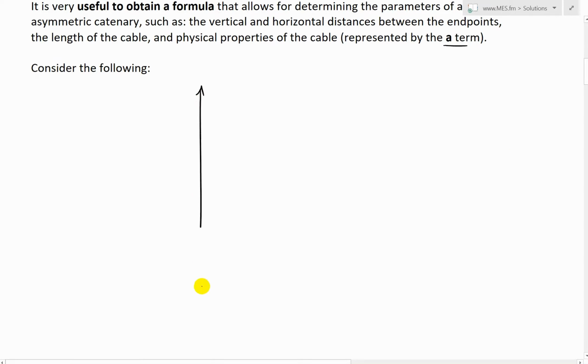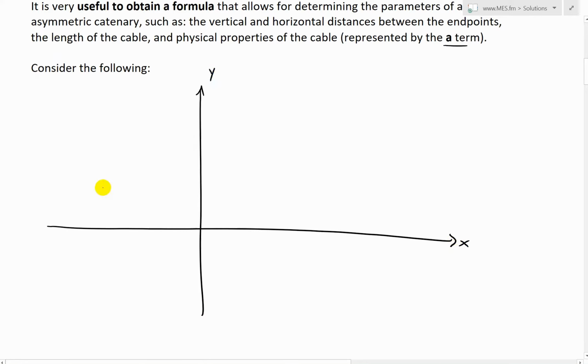I'll draw an XY axis like this and draw an asymmetric catenary. Let's say the first endpoint is low, like here, and then we go to this point across, and let's say the lowest point intersects at the y-axis. So we get something that looks like this, and then goes up like that. Recall that the equation of a catenary, asymmetric or regular symmetric one, is still going to be a cosh of x over a, plus a constant c.